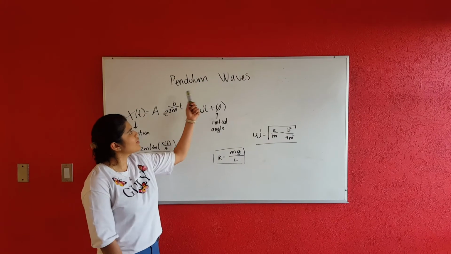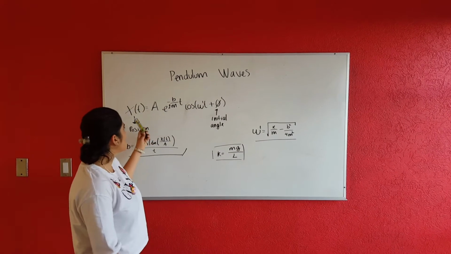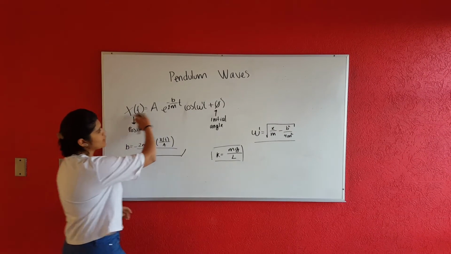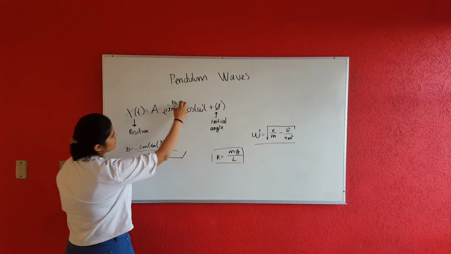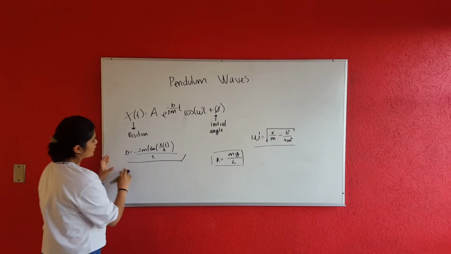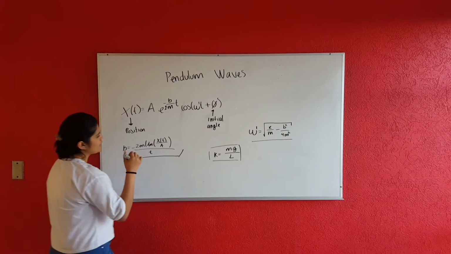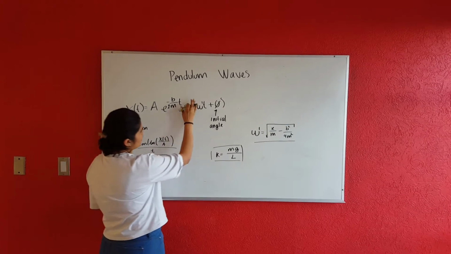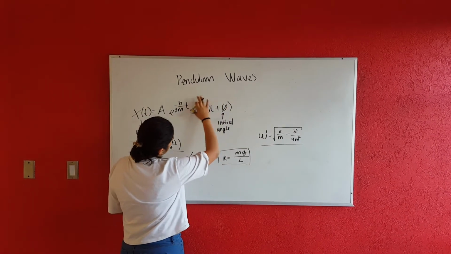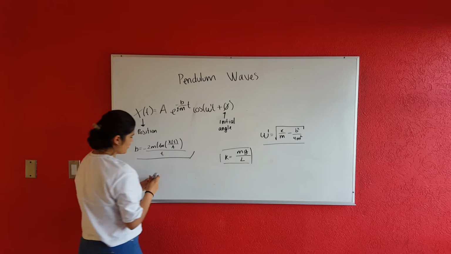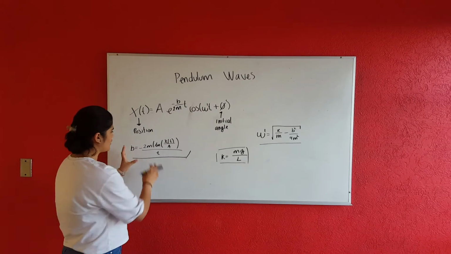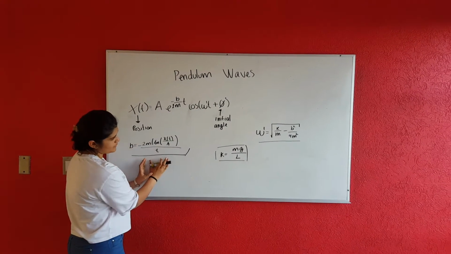For the theory and data of the pendulum wave, we're going to use only this formula, and to get the B that is missing, we are going to isolate B from this formula. At this moment we don't care about this component, so the result is going to be this one.